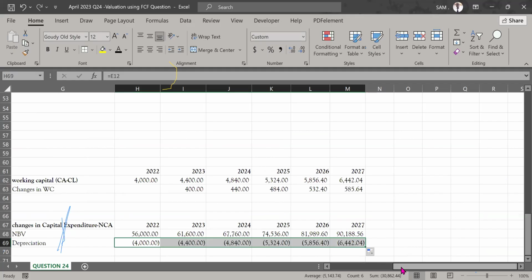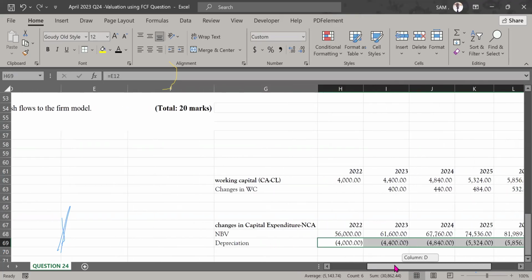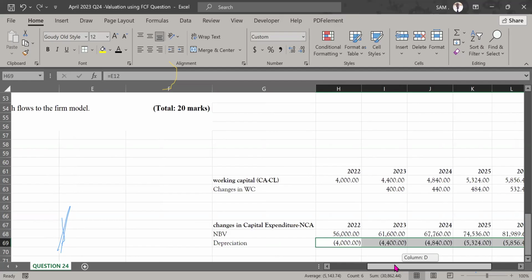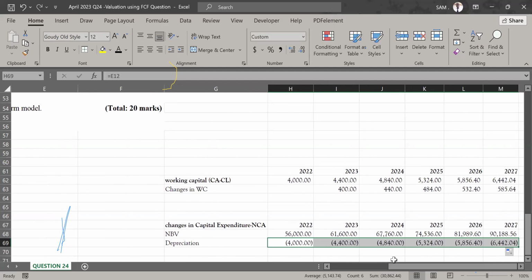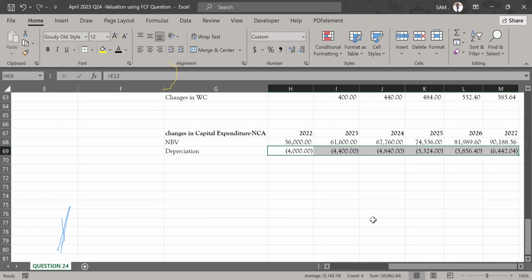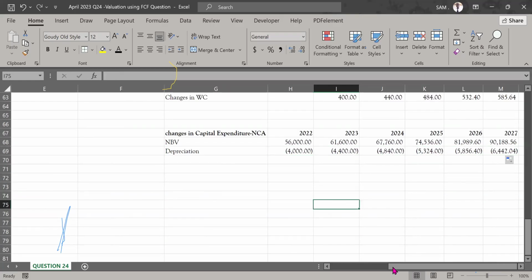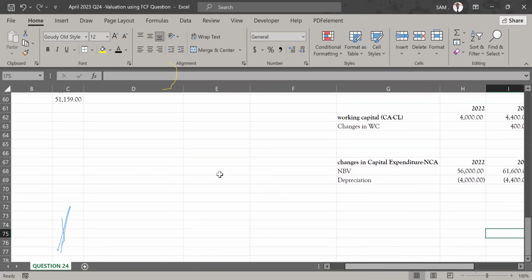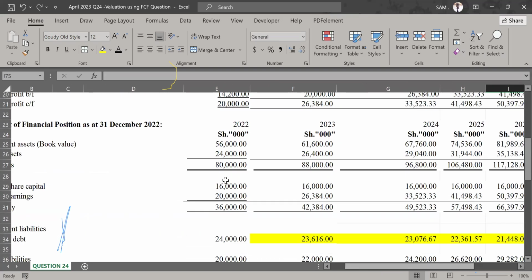Then, Mwalimu, if I may, yes, go ahead. My assumption was that when we are told it's net book value, then it means they have already incorporated the issue of depreciation. Good, that was my next question. Good. That is correct. But it was the net book value for 2022, right?